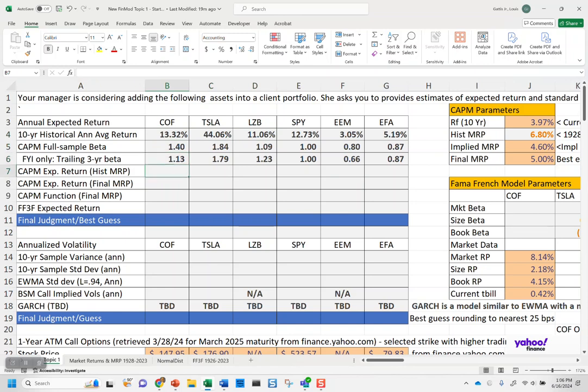So if I use that number, equals risk-free rate plus the beta, we'll use the full sample beta, times the historical market risk premium, hit enter. So based on the beta of Capital One, you should expect a 13.5% return in the next year, or on average in the future, an annualized return of 13.5%, and you can copy across.